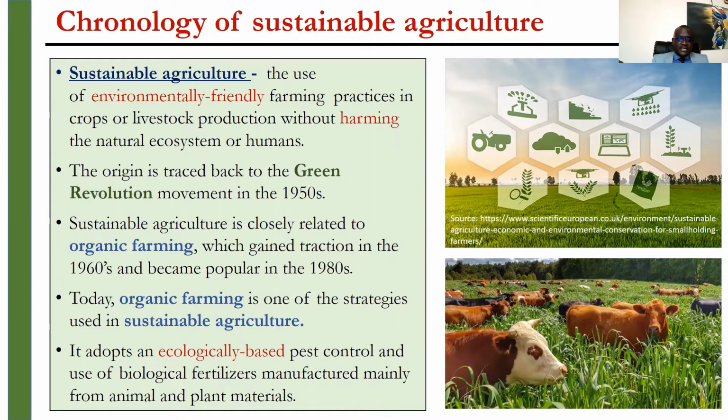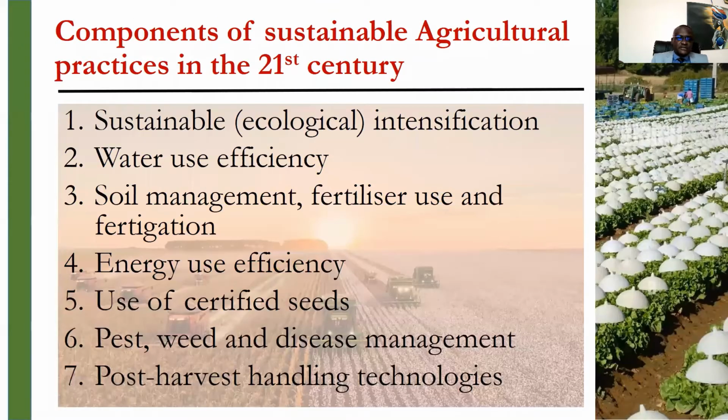So in the 21st century, there's a lot that has happened in terms of advancing the science of sustainable agriculture. And in the next slide now, what we would like to look at are some of the components of sustainable agricultural practices. And of course, there are 7, but these are the major ones. There are a few more that we can always look at.